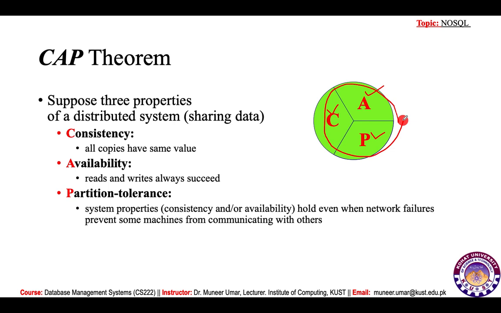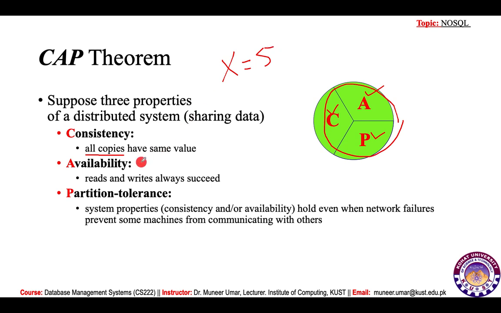By consistency we mean that all the copies have the same value. In distributed systems we may have multiple copies of data, so we must say that these copies must be similar. For example, if we have x equal to 5 on one server, then on the second machine the value of x would be 5. So this is called consistency.